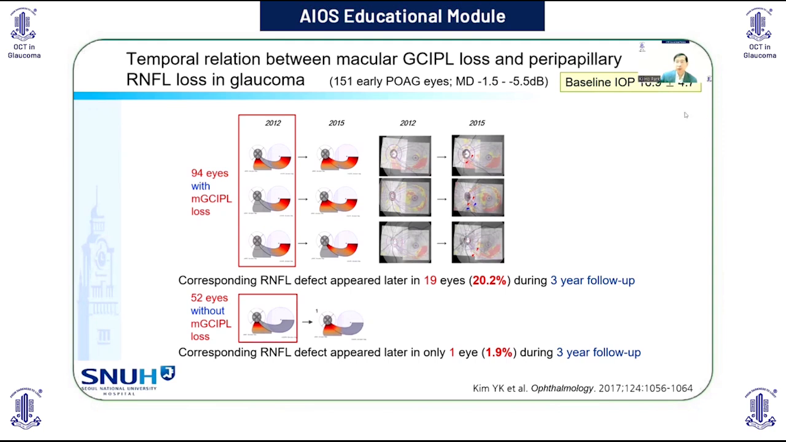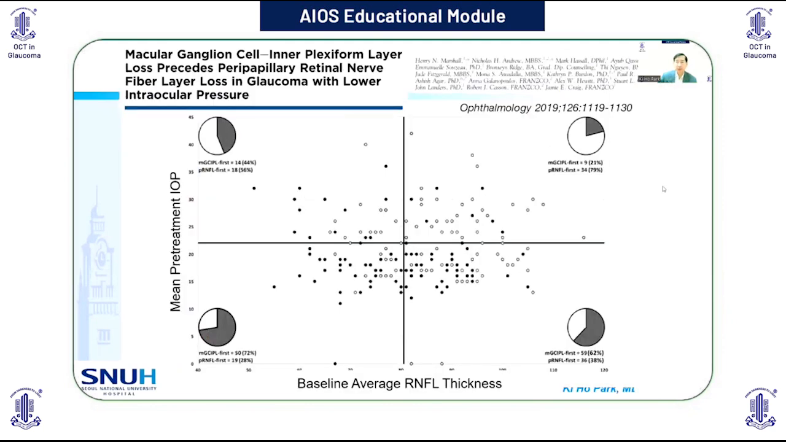And our cases were mostly normal tension glaucoma patients, because in Korea, about 90% of POAG are normal tension glaucoma. And a similar finding was reported by an Australian group that, as you can see, in NTG patients, about 2/3 of them showed GCIPL loss first compared to the RNFL defect.